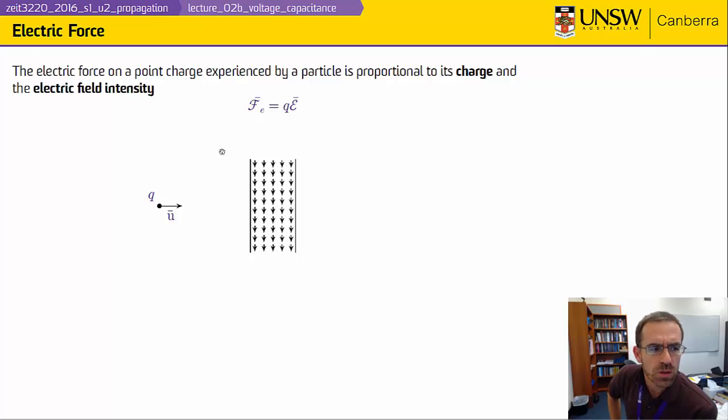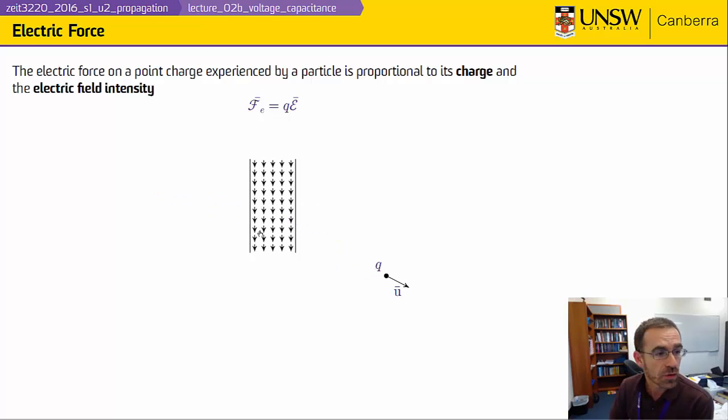So the first thing I want to very briefly touch back on is the idea of electric force. We saw in the last lecture that electric charge experiences a force that is proportional to the electric field intensity and the charge on the particle. So if I have a charge that comes in contact with an electric field, and that charge has a positive quantity, it's going to be deflected downwards as it travels through because it has a force applied to it. Right?